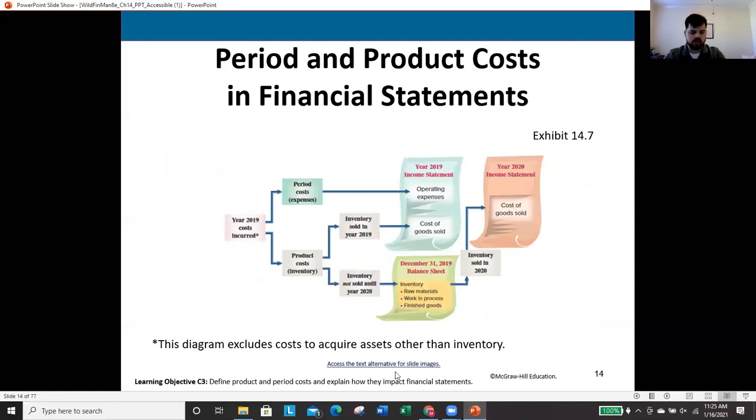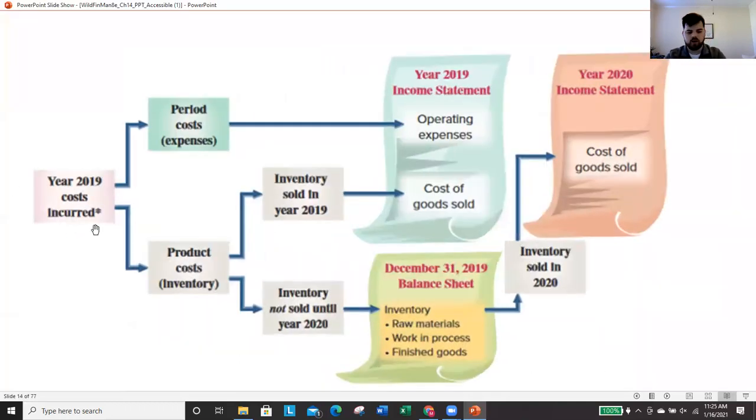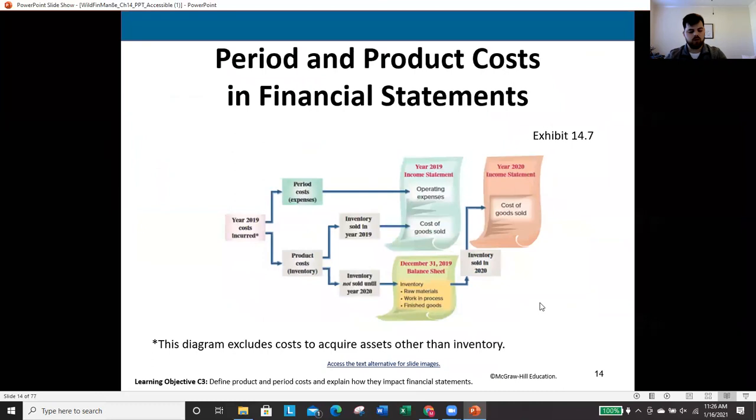Now we see this coming through in this example. So you'll see here we've got our costs incurred from the 2019 year. If we have a period cost, it runs straight through to the 2019 income statement. Your product costs all come down and they go to one of two places. If the inventory is sold in 2019, it will go to the 2019 income statement right away. Boom, there it is. But if it is not sold, then it is still an ending inventory. If it is still an ending inventory, it will be sitting on the balance sheet at the end of 2019. And then when sold in 2020, it will run through to the 2020 income statement. Certainly exactly what we talked about, but a very good graphical depiction here for that.